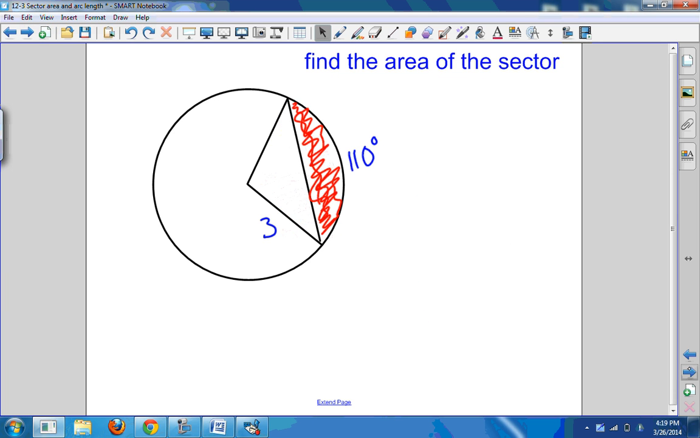The last piece of what we're going to look at today is finding this little piece right here. All it is, we have a chord connecting the two endpoints of our central angle there. All right? So what we're going to actually do, I'll draw it out here. We found this earlier, right? Uh-oh, power's going to die.